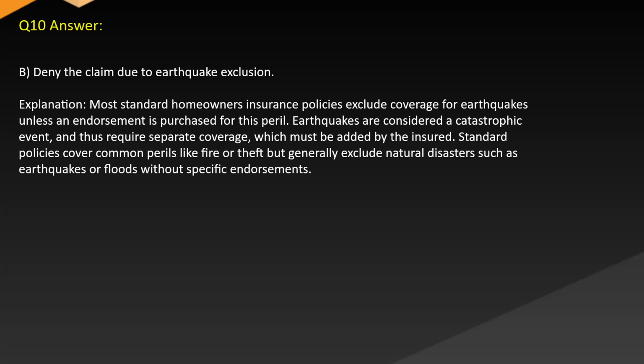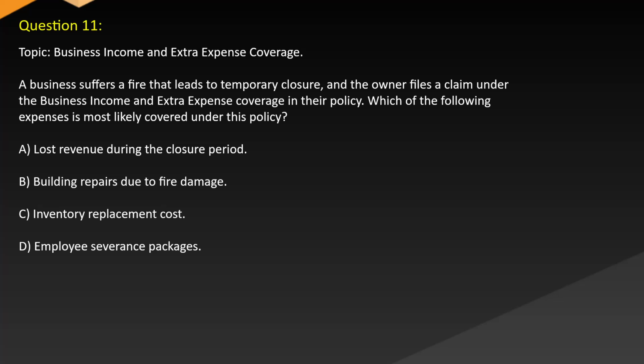Question 11. Topic: Business income and extra expense coverage. A business suffers a fire that leads to temporary closure and the owner files a claim under the business income and extra expense coverage in their policy. Which of the following expenses is most likely covered under this policy? A. Lost revenue during the closure period. B. Building repairs due to fire damage. C. Inventory replacement costs. D. Employee severance packages.